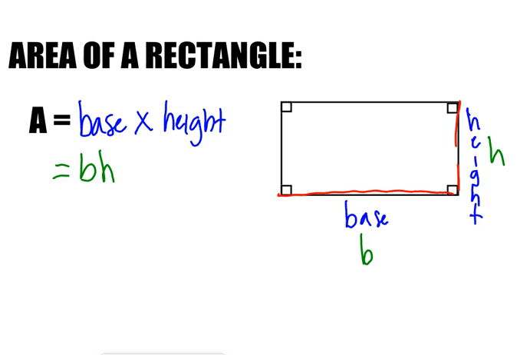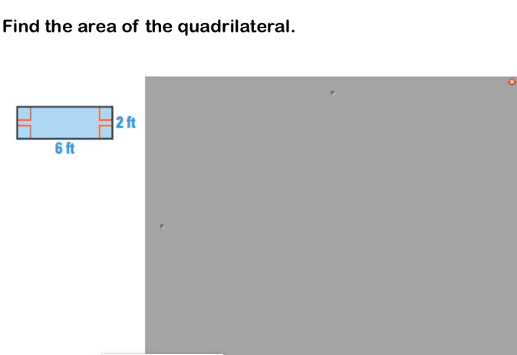Let's try a few examples of those. Find the area of the quadrilateral. Well, we know that a quadrilateral just has 4 sides, nothing fancy there. So again, area equals base times height. Let's plug in. Our base in this example is 6. Our height is 2, crunch it out, and I get 12. And since we are given units of feet, it'd be 12 feet squared.